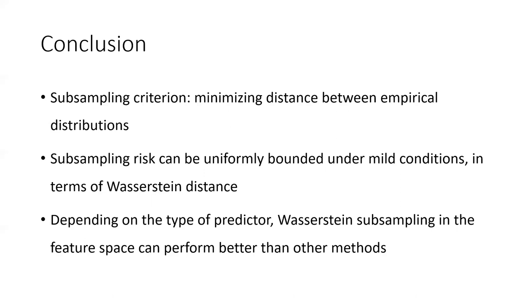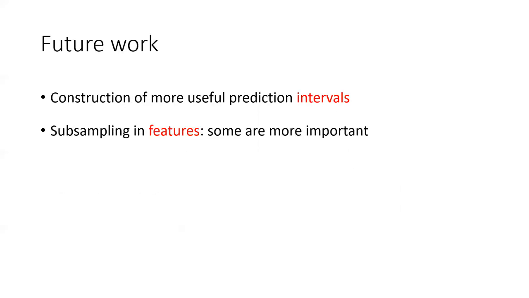If the geometry of the data set can be reflected in the definition of the Wasserstein distance, then this is good. Our future work can be constructing more useful prediction intervals. Although we have one in this work, its practical value is not clear. And we want to find some more useful prediction intervals with more reasonable assumptions, perhaps.